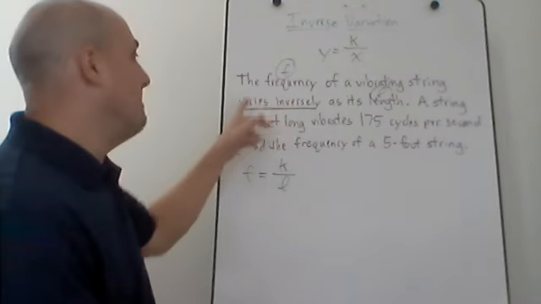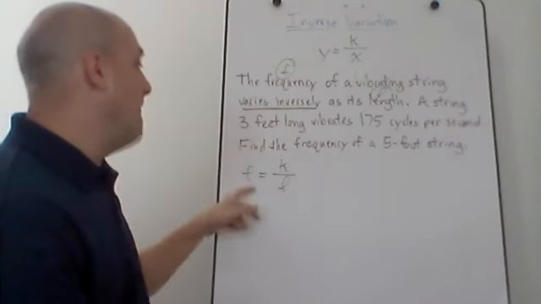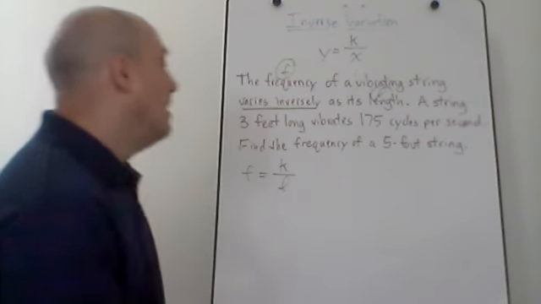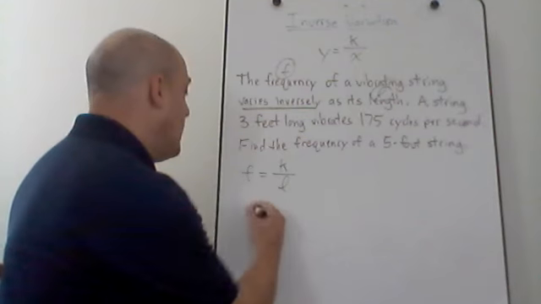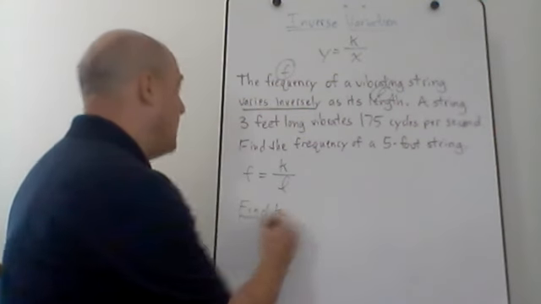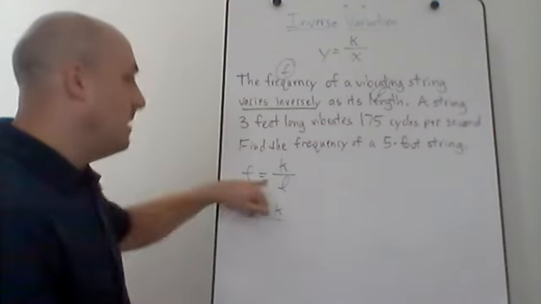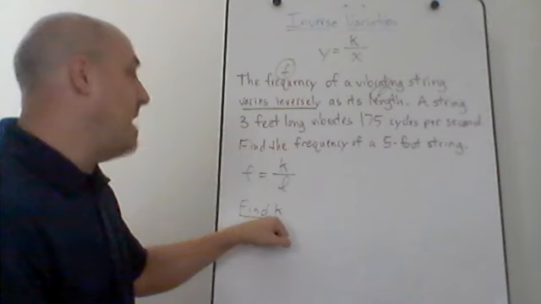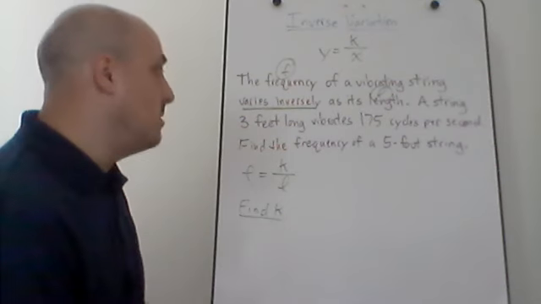Right? So the frequency varies inversely as its length, f equals k divided by L. The next thing I need to do is find k. Once I set up my equation, identify what type of variation I have, and get my equation set up, I need to find the k value. I need to find that constant of proportionality.